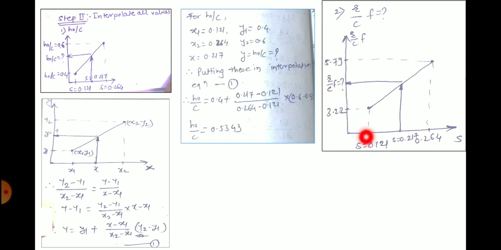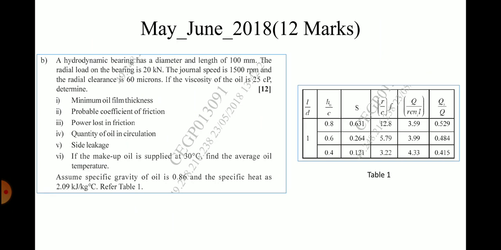S is known to us, that is 0.121, 0.264. For s is equal to 0.121, what is the corresponding r by c into f? 3.22. And from where are we getting this? We are getting this from the table. I'm showing this table to you. Okay, so this is the table.